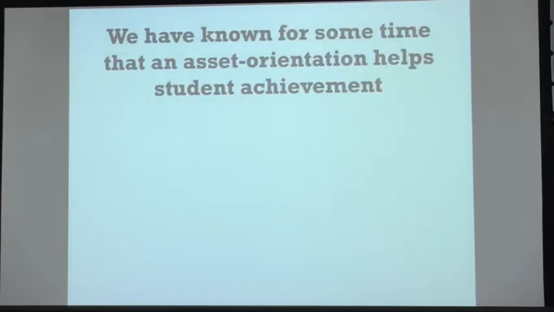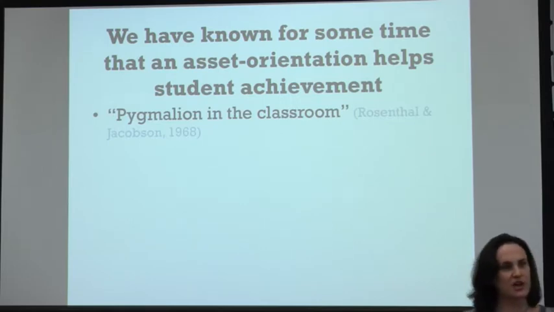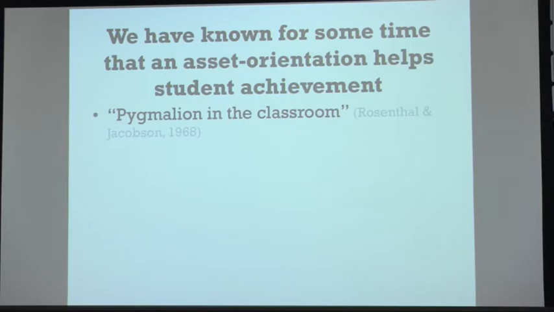And this asset orientation has been well documented in the literature as being really critical for student achievement for some time. So this famous study in 1968 that would never pass IRB now, by Rosenthal and Jacobson, called Pygmalion in the Classroom, where they randomly assigned kids. They told teachers, these are the gifted kids, they have a lot of potential, these don't, and saw what happened to their achievement scores. You can't do that. It's not ethical.